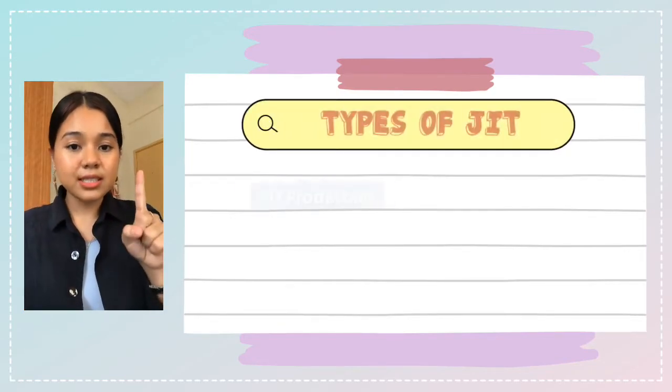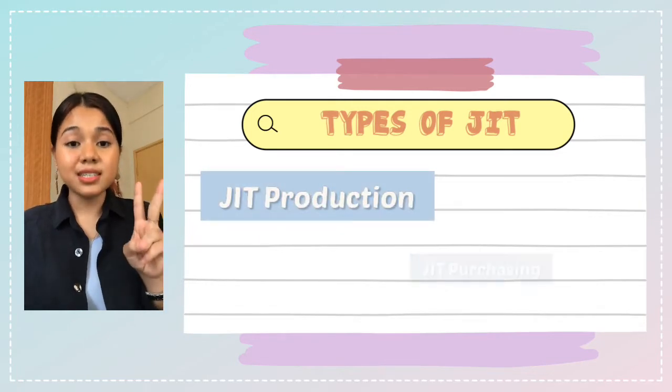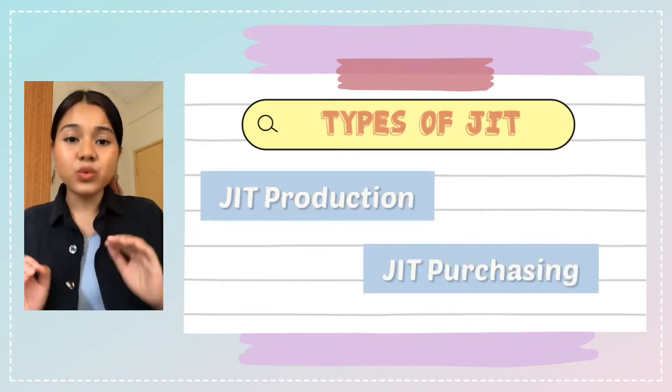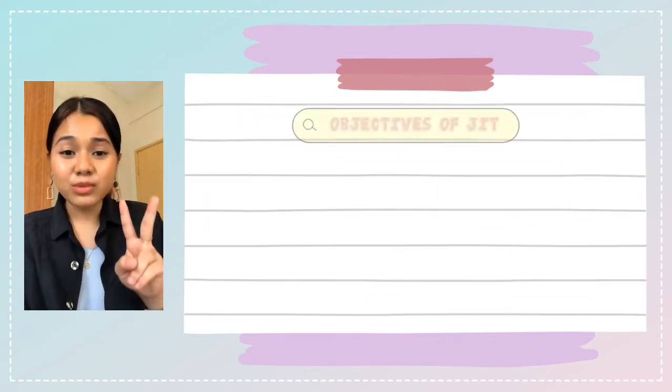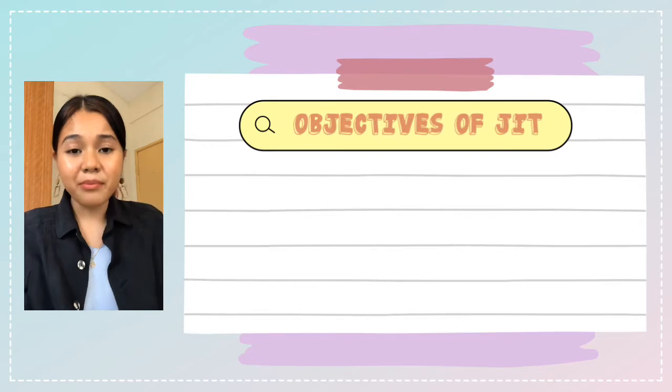First one is just-in-time production and second one is just-in-time purchasing. My friends will explain later on in this video. Therefore, I am going to give you guys two objectives based on each type of just-in-time.